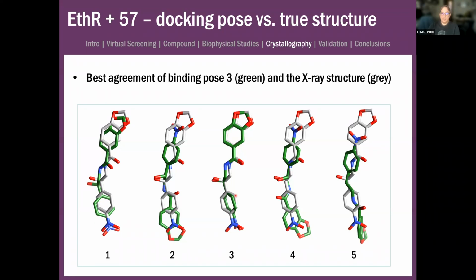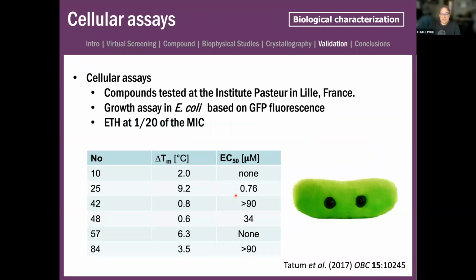So obviously, we also wanted to check how well these compounds work. So we sent them to our collaborators at the Institute Pasteur in Lille, and they have a growth assay in E. coli based on GFP fluorescence, and they have an experiment where they basically check how much our compound increases the efficacy of ETH. So this is done at one twentieth of the normal concentration that you would use for ETH, and you simply look at the efficacy of this compound. And I've put this up in this table compared to the delta TM. So you see compound number 10 has a decent delta TM, so it definitely binds to our protein, but it has no efficacy whatsoever.